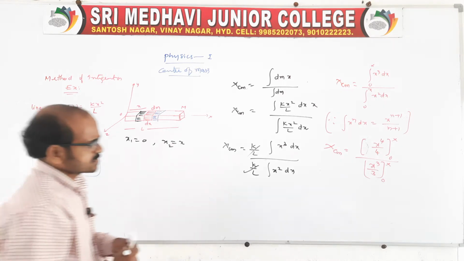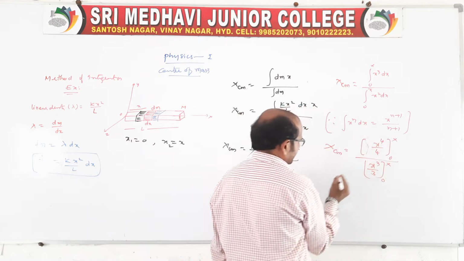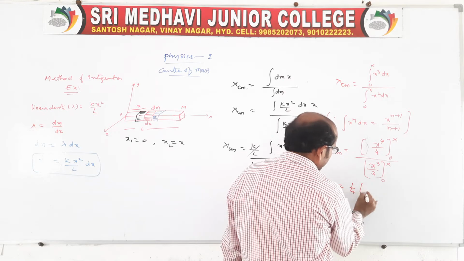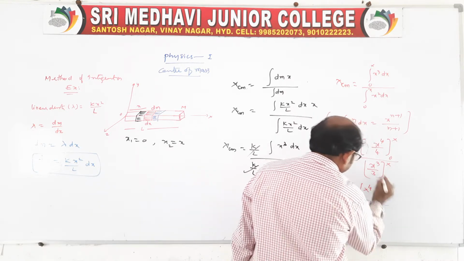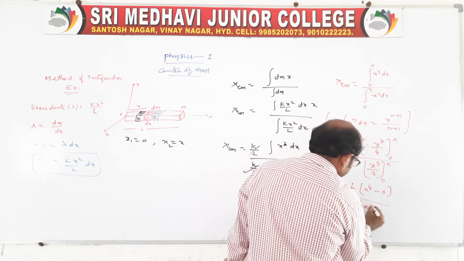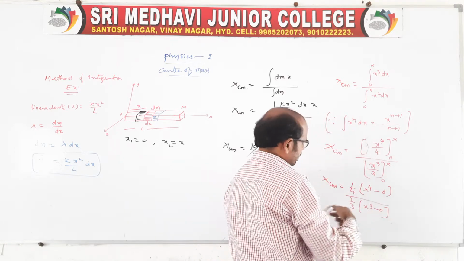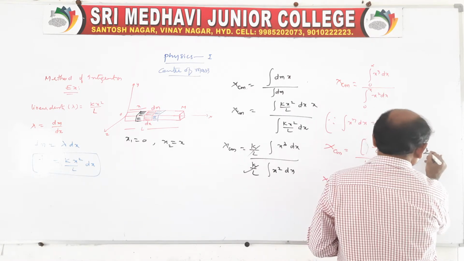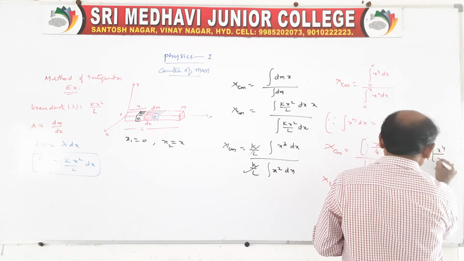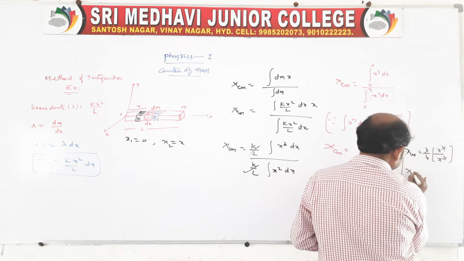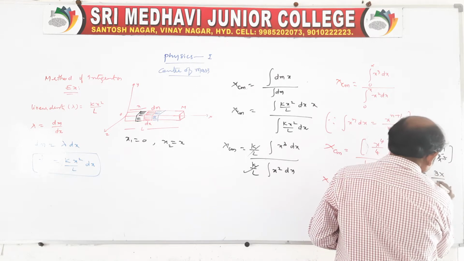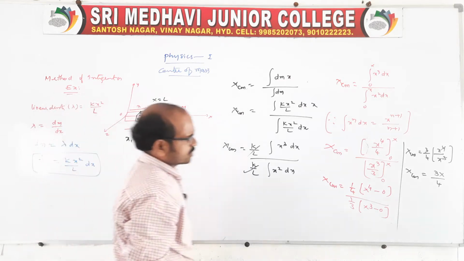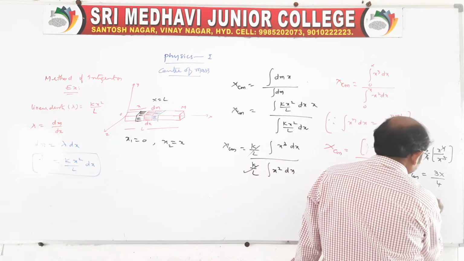Okay, now let us substitute the values and do the final calculation. We substitute the limits: 4x to the power 4 minus 0 by 3x cube minus 0. Therefore the final answer in terms of x, x_cm, is equal to 3 by 4 x to the power 4 by x cube. So that cancels: x_cm is equal to 3x by 4. But x is nothing but the total length of the rod, so capital X is equal to L. So x_cm is equal to 3L by 4.